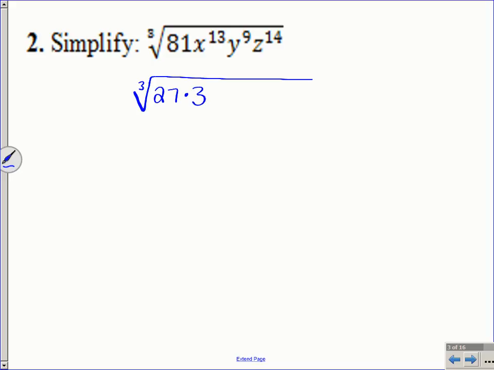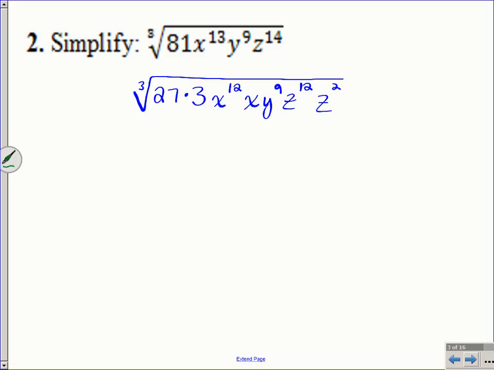X to the 13th, well, that's not a perfect cube either. 3 does not go into 13 evenly. So we need to break that up. The largest factor of x to the 13th that is a perfect cube is x to the 12th, and that leaves us with 1 x left over. Y to the 9th is a perfect cube, because 3 goes into 9 evenly. And then again, z to the 14th isn't. So the largest factor of z to the 14th that is a perfect cube is z to the 12th, and that leaves us with z squared left over. So now I'm going to take the perfect cubes.